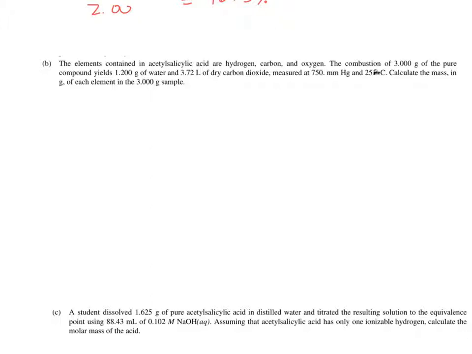So acetylsalicylic acid is made up of carbon, hydrogen, and oxygen. We'll call it CxHyOz. We know it combusts with oxygen, and we know it creates CO2 and H2O. It goes on to talk about how the combustion of 3 grams of the substance yields 1.2 grams of water and 3.72 liters of dry carbon dioxide, measured at 750 millimeters of mercury at 25 degrees Celsius, which is standard temperature and pressure. Calculate the mass of each element in the 3-gram sample.